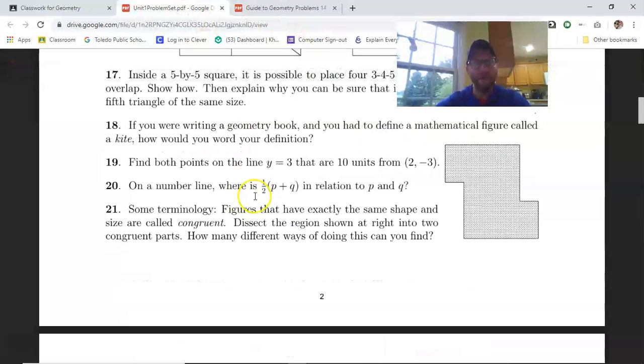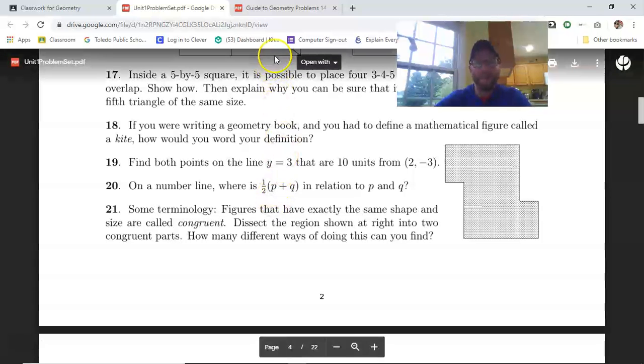Next we have number 20. On a number line, where is 1/2 (p plus q) in relation to p and q? So if you've got 2 numbers on the number line, p and q, and you do this calculation, and you plot the new number on the number line, where will that new number be? In relation to means, is it going to be in between them somewhere? Is it going to be before them? Is it going to be after them? Is it going to be right on top of one of them? All right. So I want you to be as specific as possible.